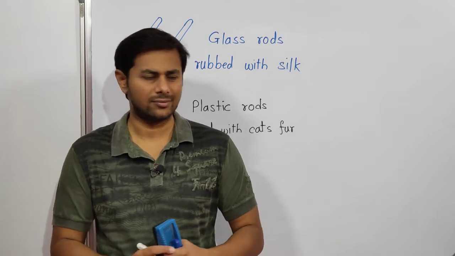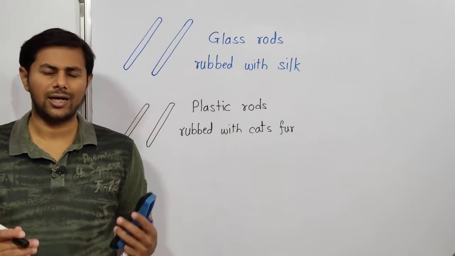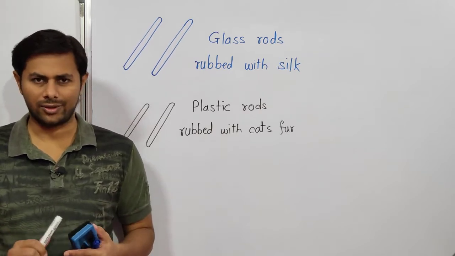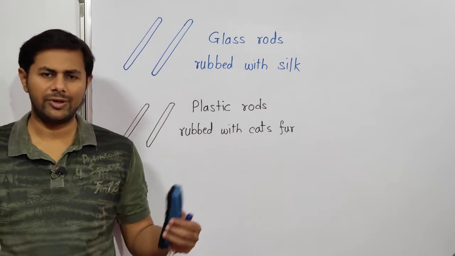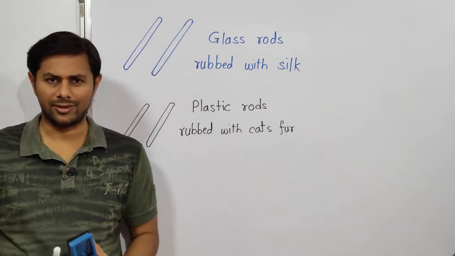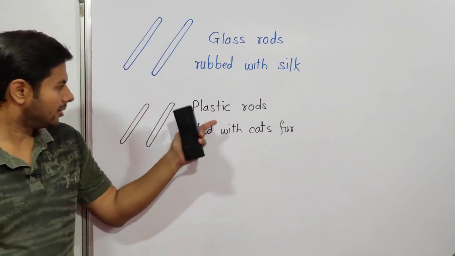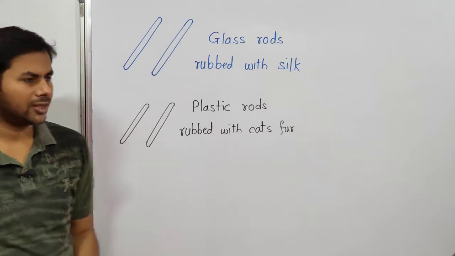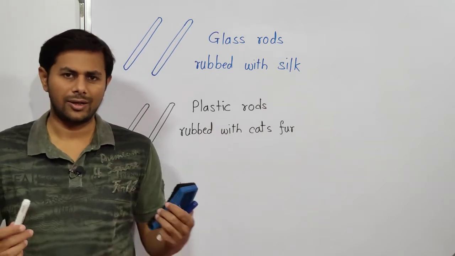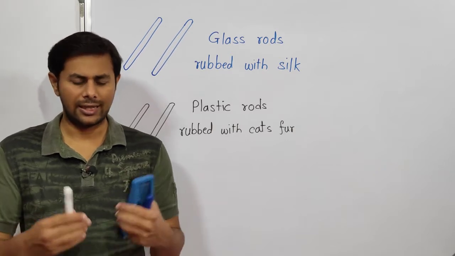So let's begin. Suppose that we have two glass rods and we rub them on a silk cloth. Then we bring them close to each other and we see that they repel each other. Similarly, if we take two plastic rods and rub them on cat's fur and bring them close to each other, again we see that they repel each other.